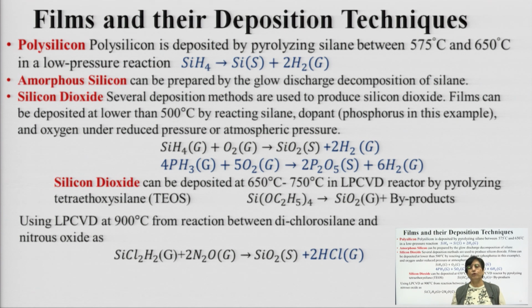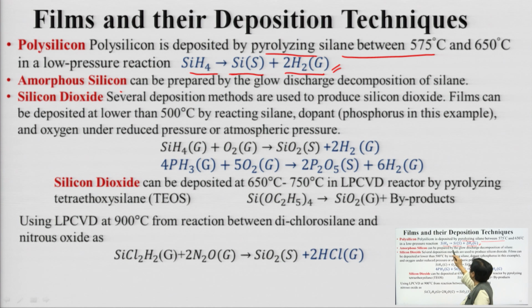Now, before we end, let us have the idea about the films and their deposition techniques. So, what are the typical films? Polycrystalline silicon or polysilicon is deposited by pyrolyzing silane between 575 degree centigrade to 650 degree centigrade in a low pressure reaction, LPCVD. The reaction is SiH4, that is silane, decomposed or converted into Si and 2H2. Now, please understand here hydrogen is the gas.